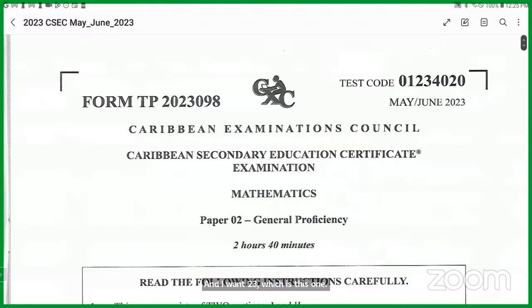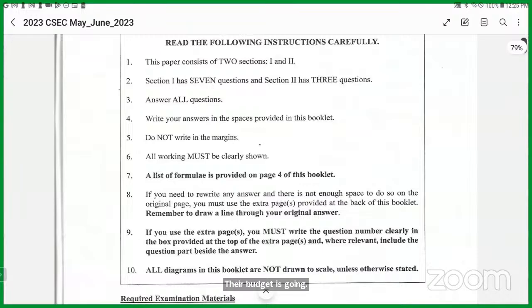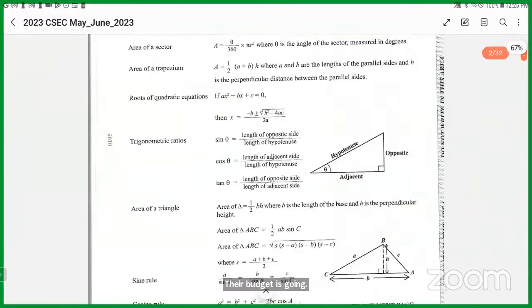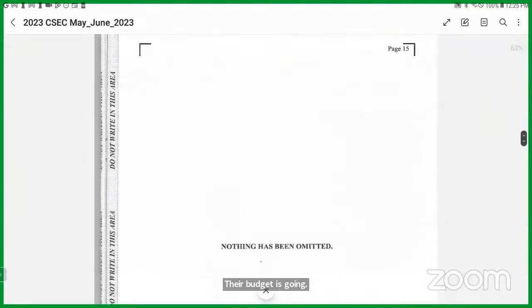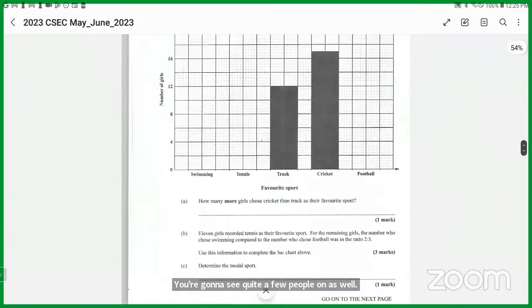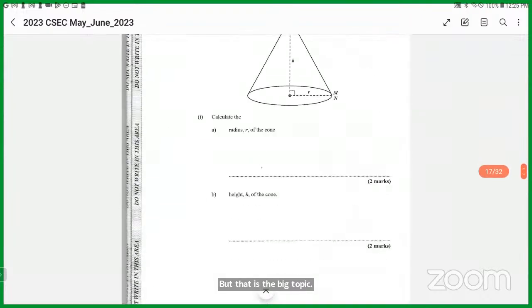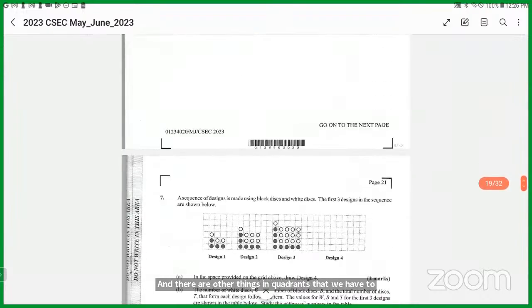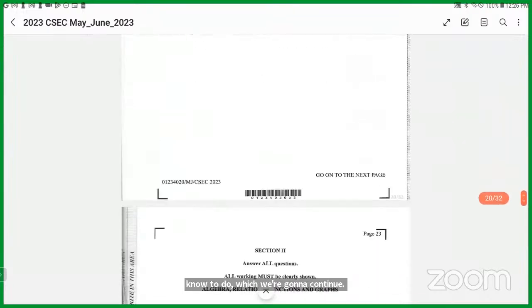Sir, quadratics come on paper one? Yes. On paper one, multiple choice. Yeah, man, you're going to see quadratics questions on paper one as well. Quadratics is a big topic. And there are other things in quadratics that we have to know how to do, which we'll continue in quadratics this week and next week.